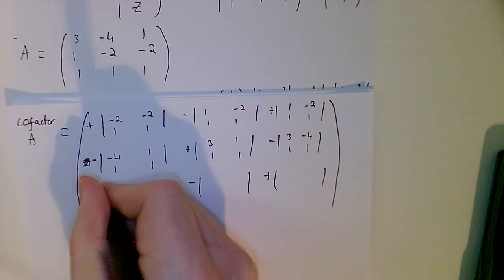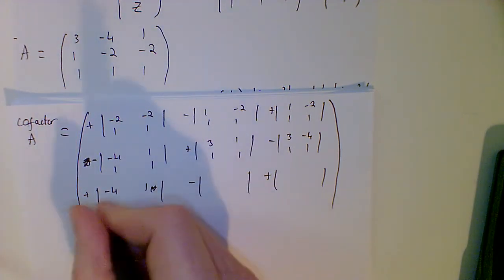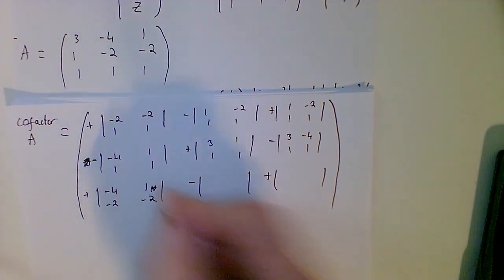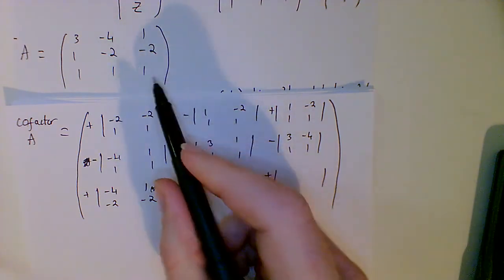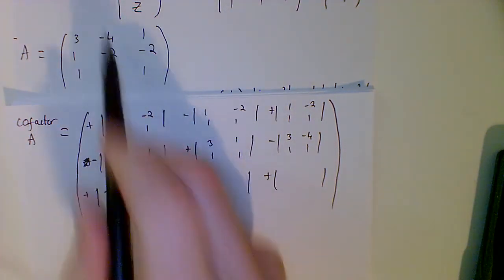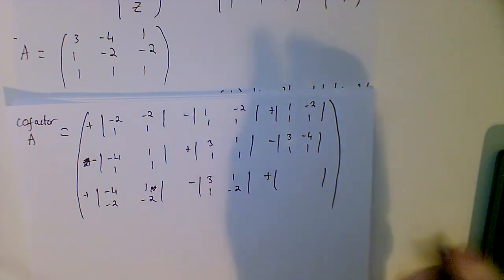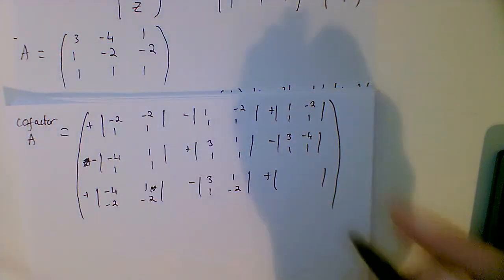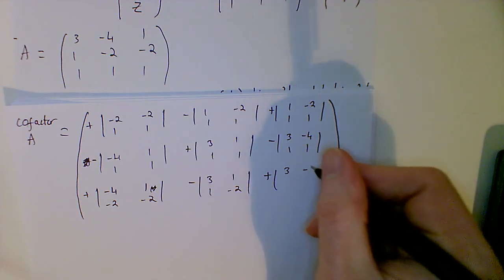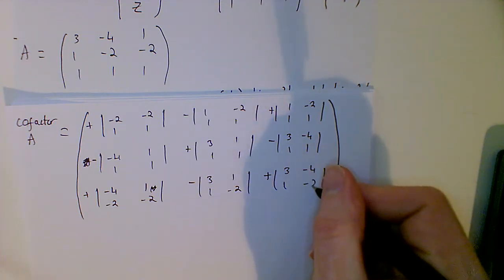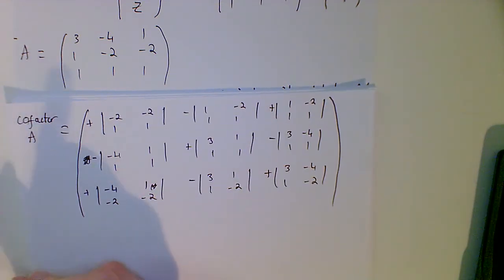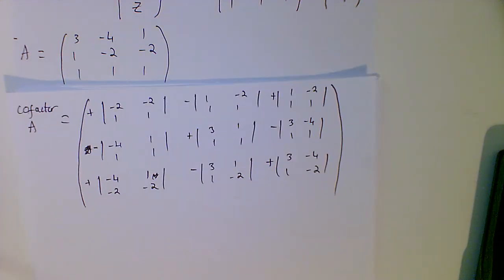Right, then not in this row, not in this column. So this is going to be a bit more tricky. Then not in this row, not in this column. And then not in this row, not in this column. Right.